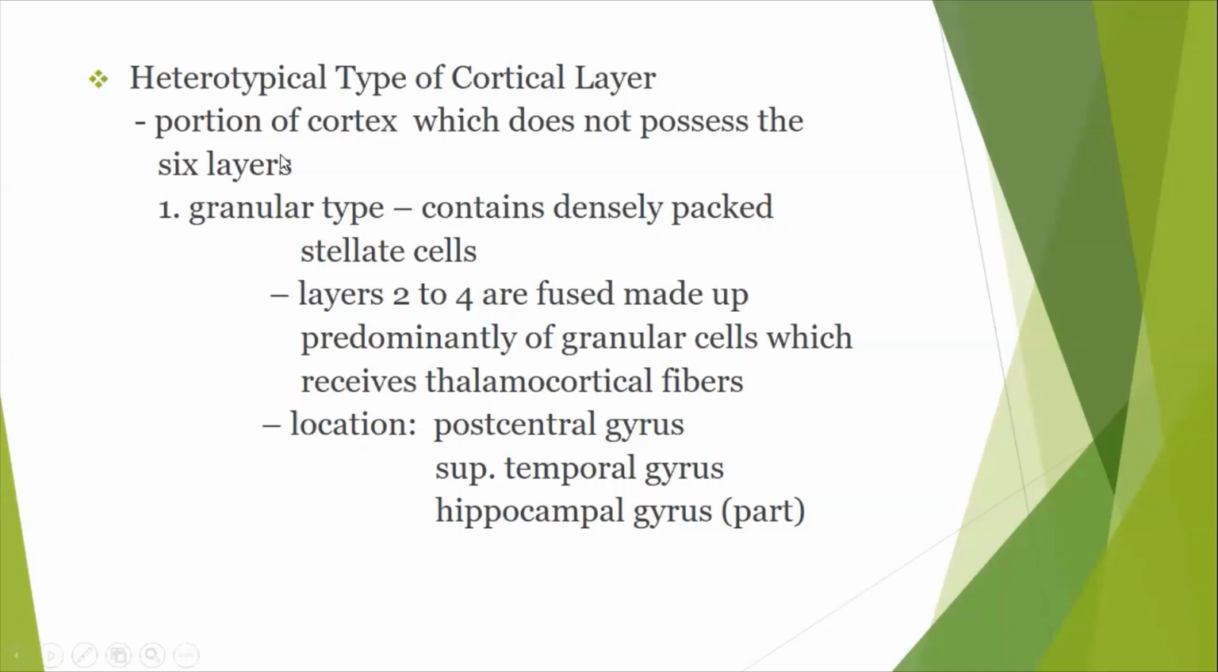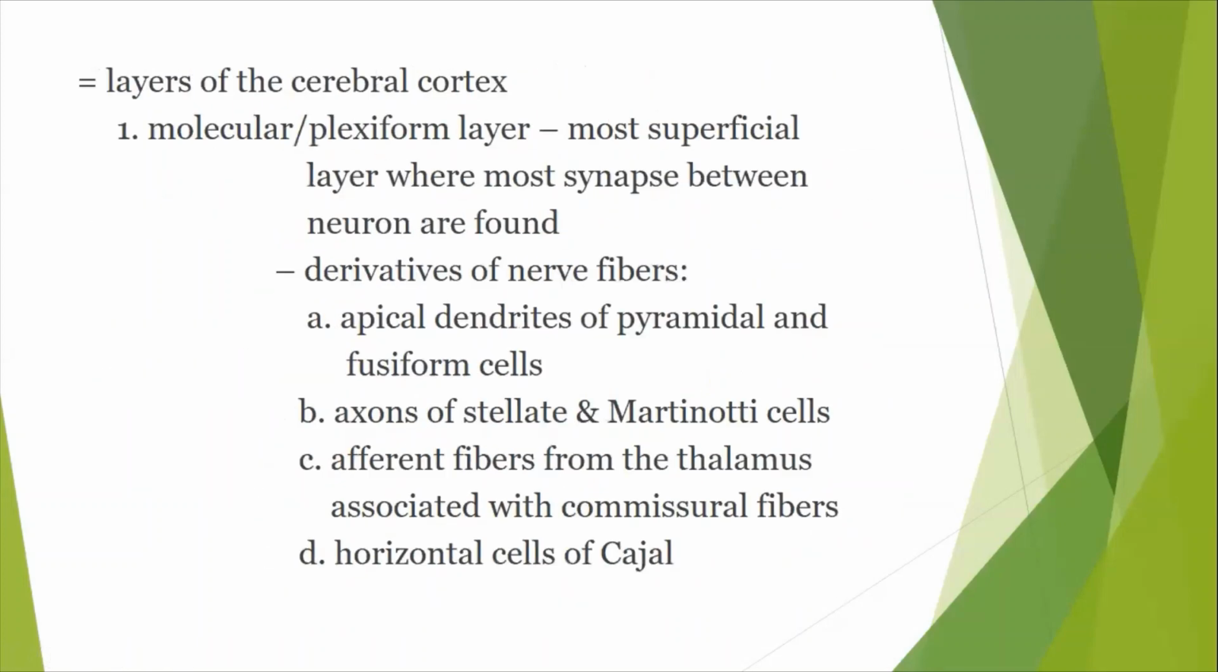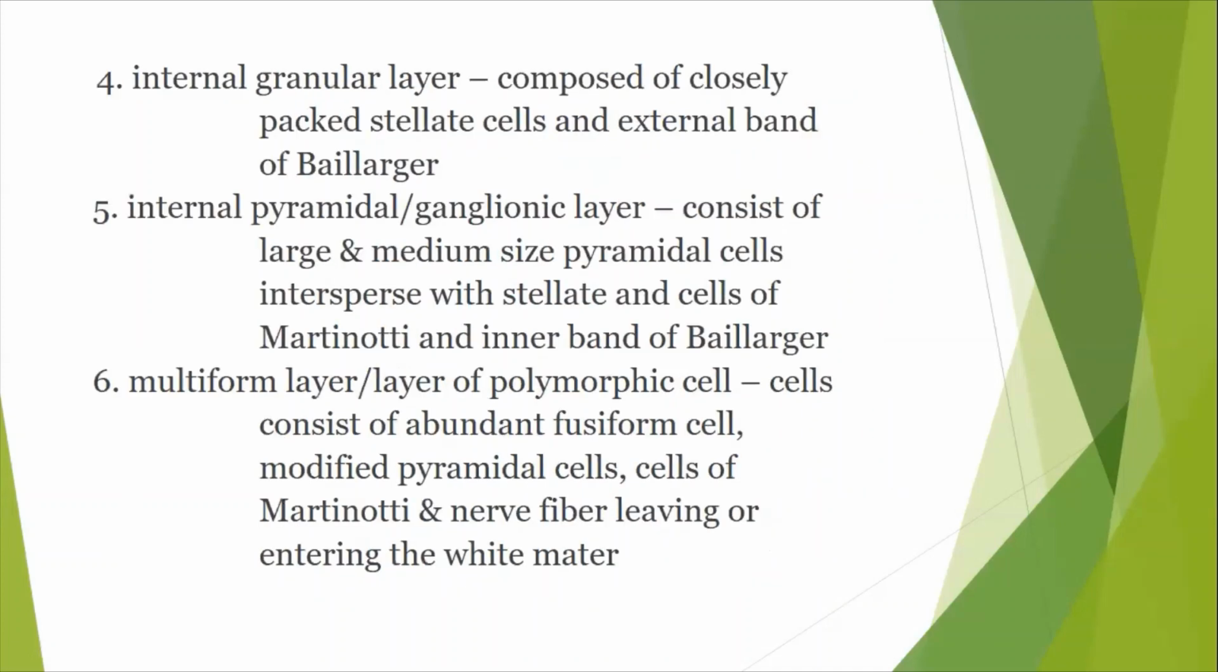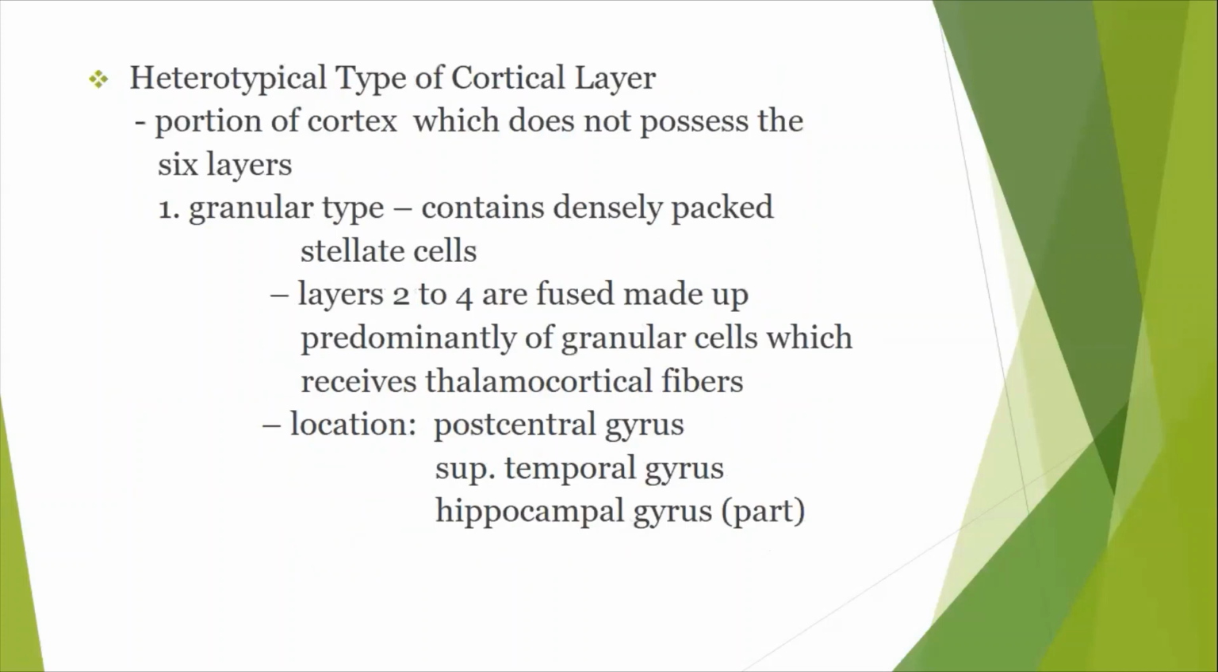So here, for the types of heterotypical cortical layer, you have the granular type. This contains densely packed stellate cells. Here there will be a fusion of your layers 2 to 4, so it's a fusion of your external granular layer, your external pyramidal layer, and your internal granular layer. So that is the granular type of cortical layer.